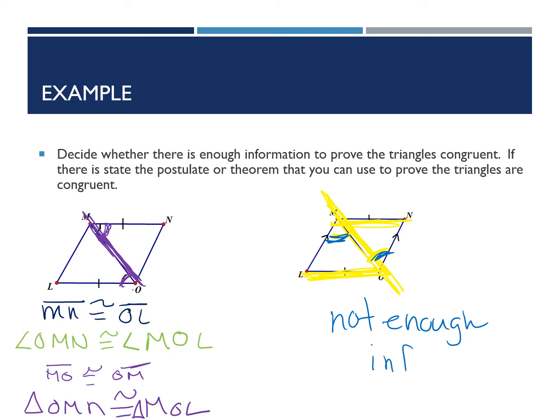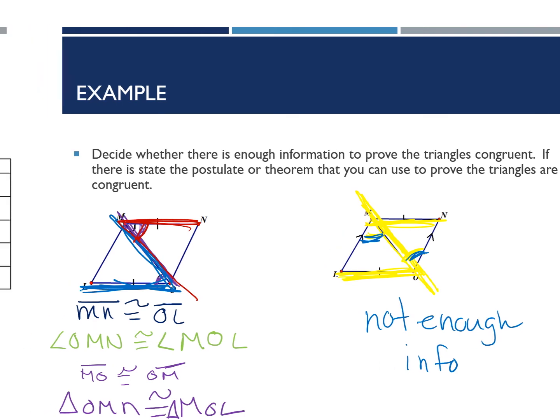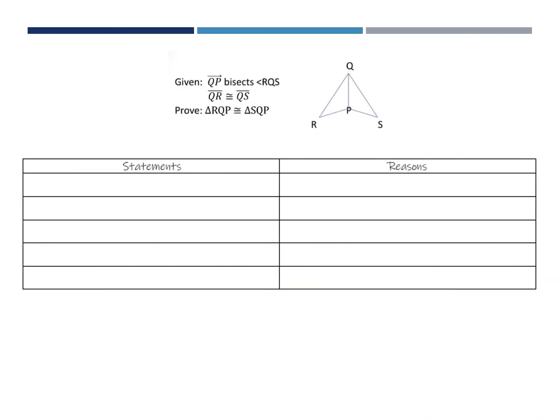So hopefully you see the difference between an included angle. So this angle was included between that side. And then this angle was included in there. So yes, we have proofs. Right? So if I have QP, that side bisecting RQS. So here's RQS, and that's bisecting that.